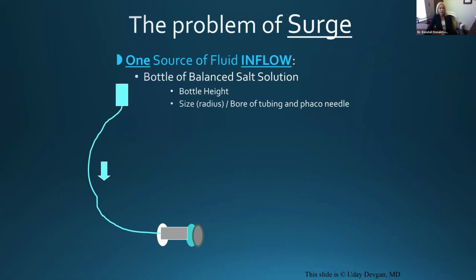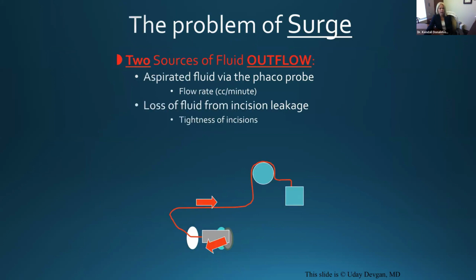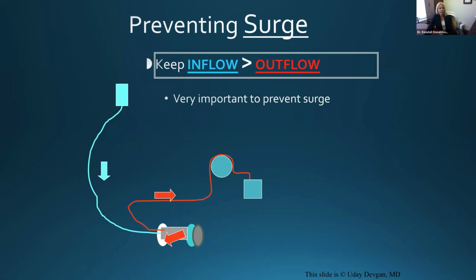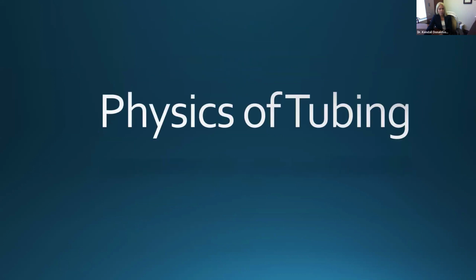So the problem of surge, again, we don't have the balance of inflow and outflow, okay? The inflow is based on how high your bottle is, and you have two sources of outflow. You can have loss of fluid through your incision. Again, as I mentioned, look at your incision. If you have a bad incision, it's too big, you're getting leakage, that will cause an unstable anterior chamber. Okay, so keep inflow greater than outflow to maintain your anterior chamber volume.